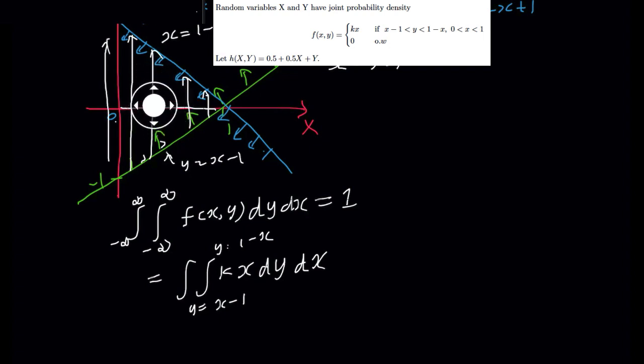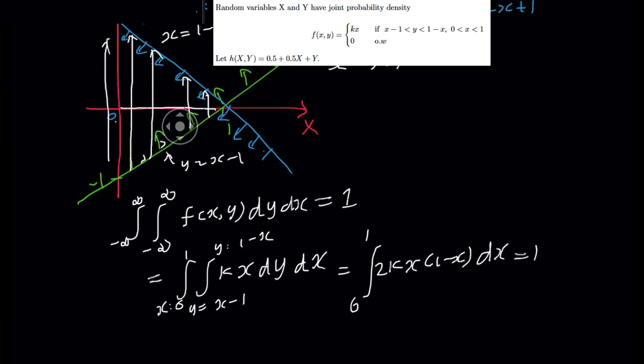Therefore we don't have to consider two regions, and x values go from 0 to 1. It is clear. Therefore x equals 0 to 1. Then you can integrate this. So you will get the integral from 0 to 1 of kx(1 minus x) dx, and this equals 1. Once you integrate this part from 0 to 1, you will get k over 3 equals 1. From this k equals 3. So that is the k value.